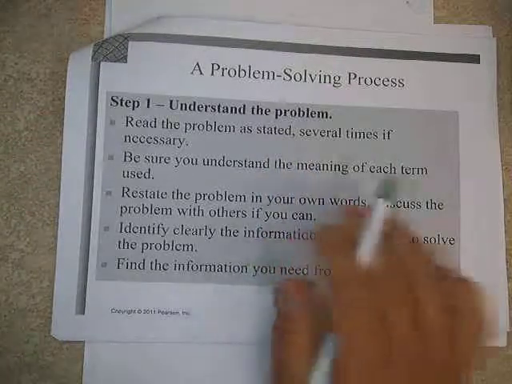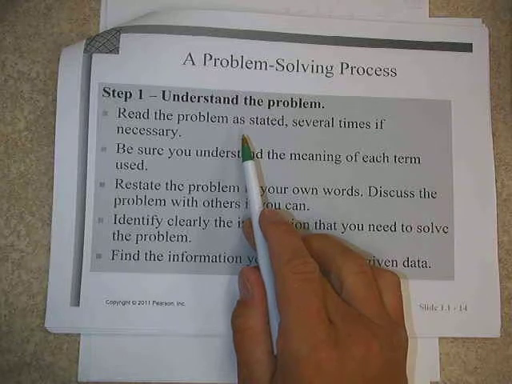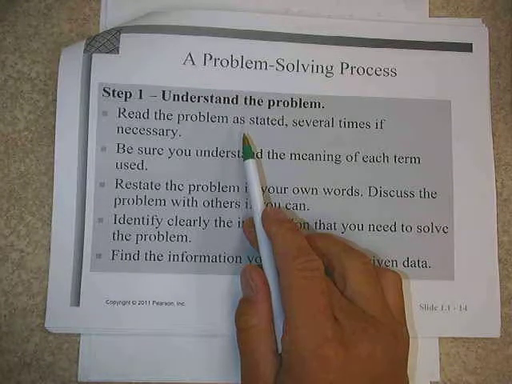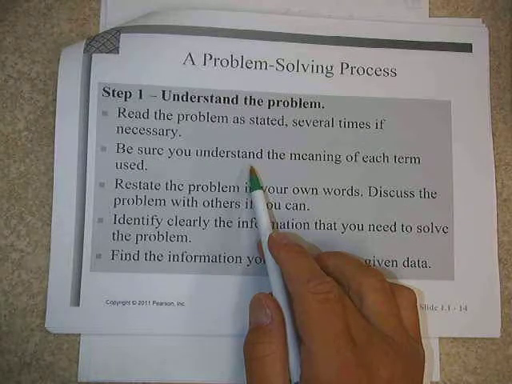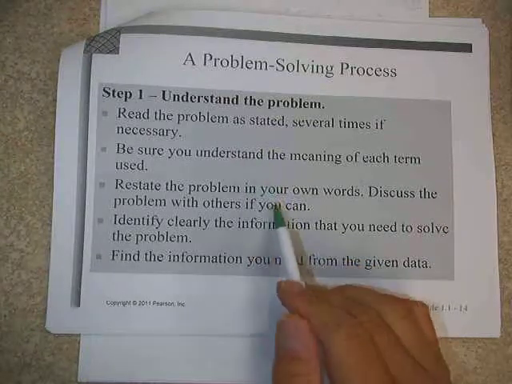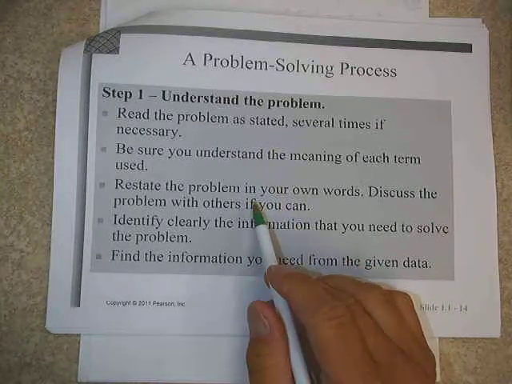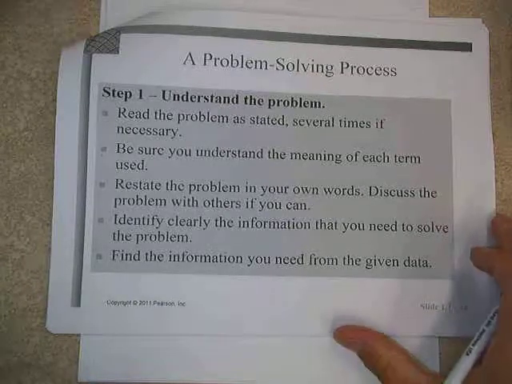So I'm going to give you a look at a list here, and again, you don't need to write all these down because this is straight from your book. Okay, so understanding the problem, there's a couple of good key pieces of information here. Read the problem as stated several times if necessary. Be sure you understand the meaning of each term that's used. Okay, so make sure the vocabulary makes sense. If it doesn't, ask or use the glossary.